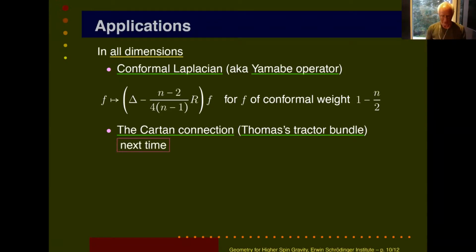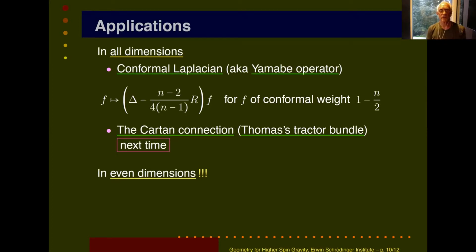Anyway, that's what you get out. And next time, I will explain in detail about the Cartan connection and Thomas's tractor bundle. Well, especially Thomas's tractor bundle, next time, okay? This time, however, I'll just mention what happens in a more sort of deep fashion in even dimensions.